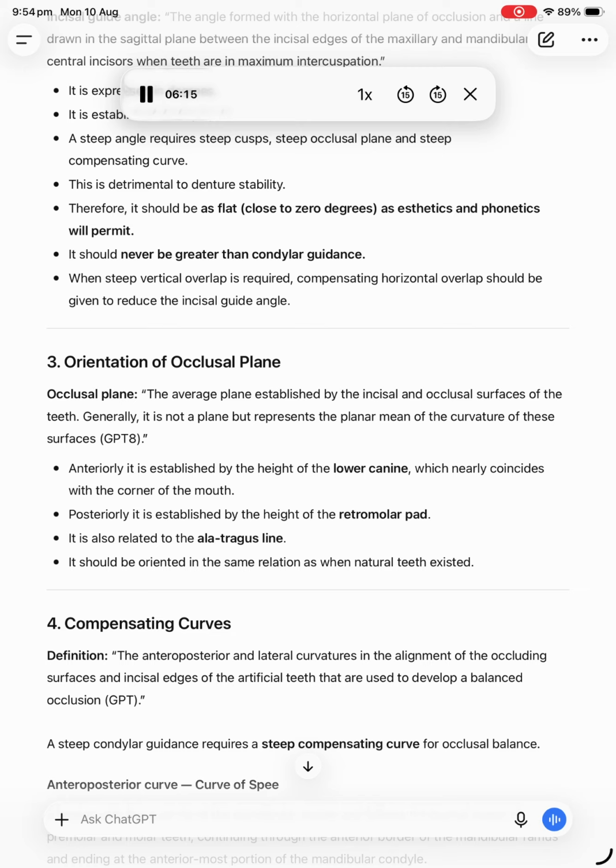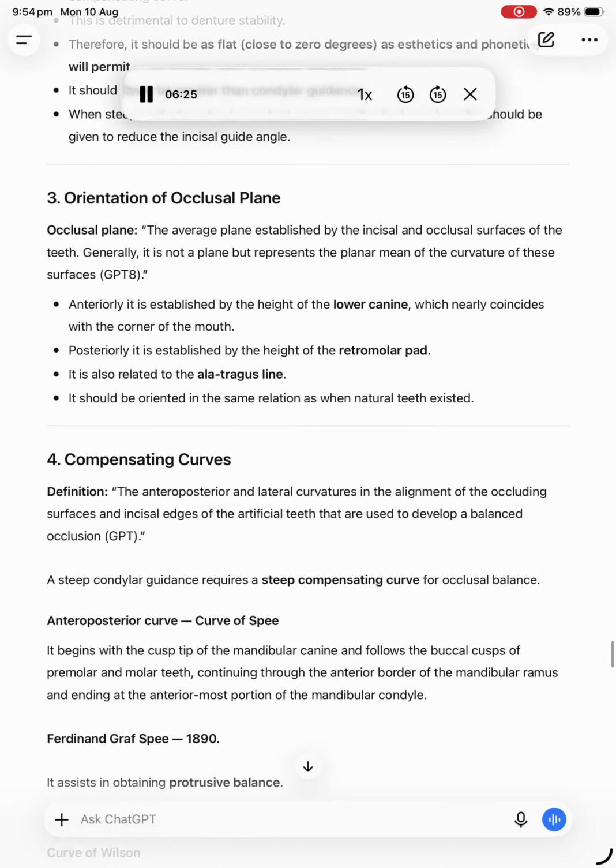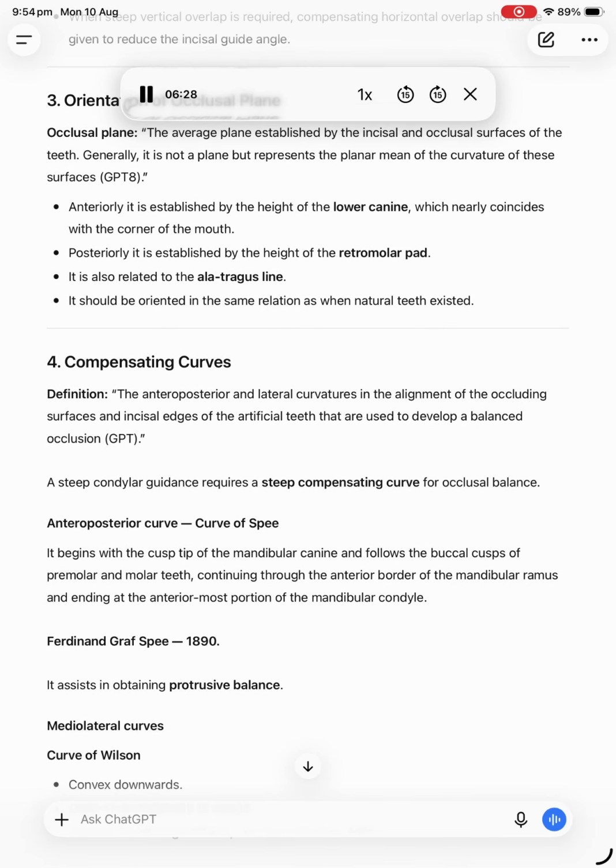Number 4. Compensating curves definition. The anteroposterior and lateral curvatures in the alignment of the occluding surfaces and incisal edges of the artificial teeth that are used to develop a balanced occlusion, GPT. A steep condylar guidance requires a steep compensating curve for occlusal balance. Anteroposterior curve, curve of Spee.